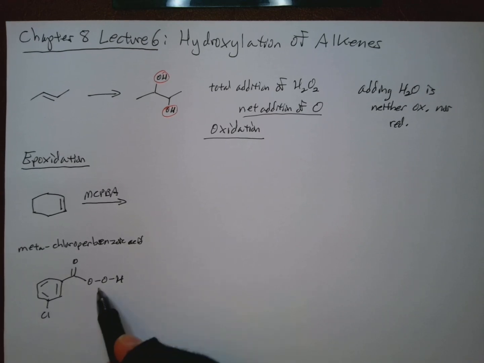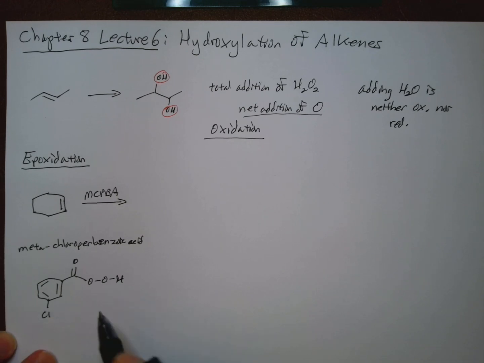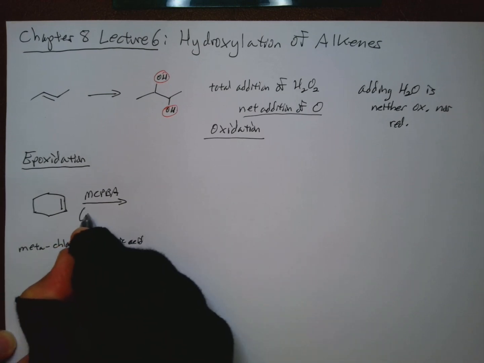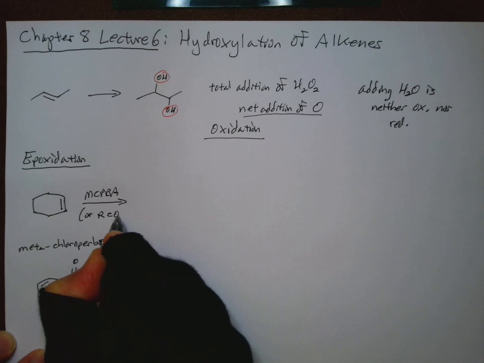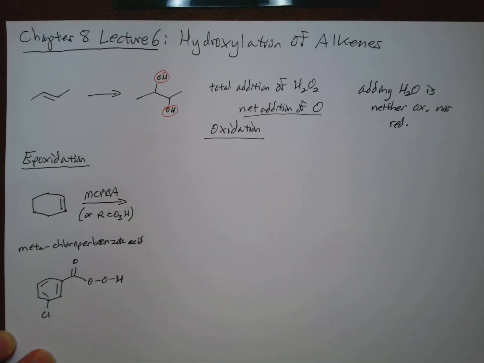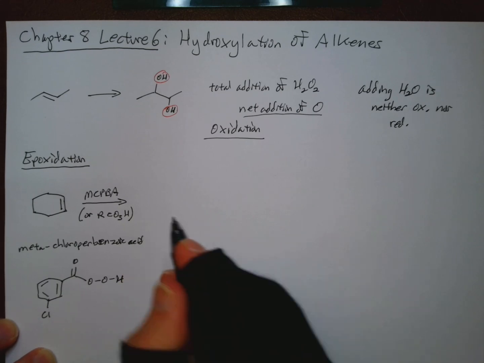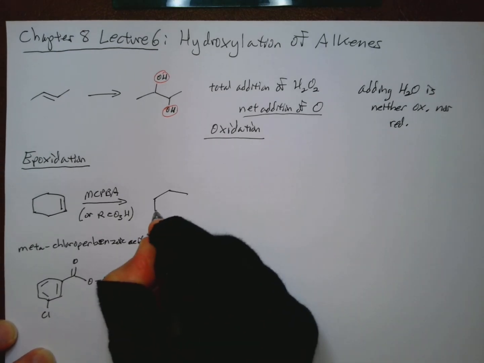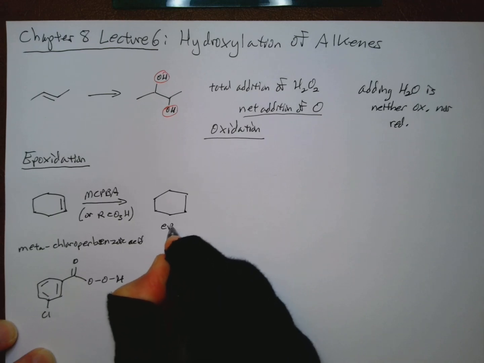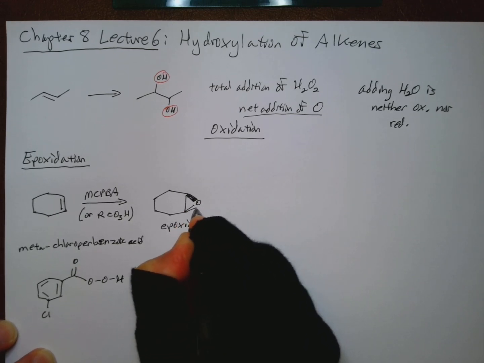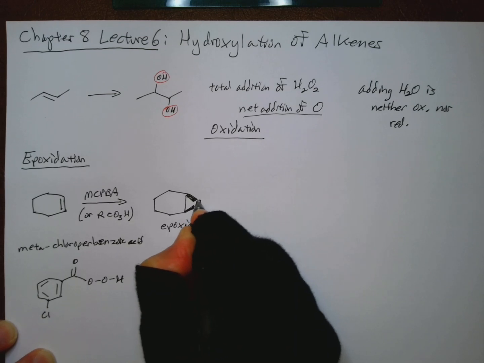It has the following structure here. This is a peroxy acid. We have an extra oxygen, so it could be written as RCO3H. So any peroxy acid will work. MCPBA is a typical one that's used. And the result of this reaction is the formation of something called an epoxide, which is just a three-membered ring with two carbons and one oxygen.